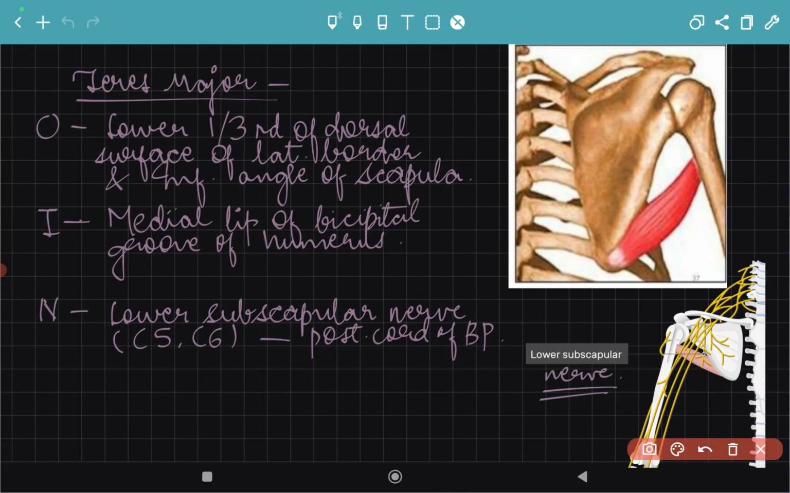So we got to know the origin and insertion, from the dorsal surface, lateral border and inferior angle of the scapula to the bicipital groove of the humerus. The medial lip of the bicipital groove of the humerus is occupied by teres major, and the lateral lip will be occupied by pectoralis major. In between those two major muscles lies the latissimus dorsi.